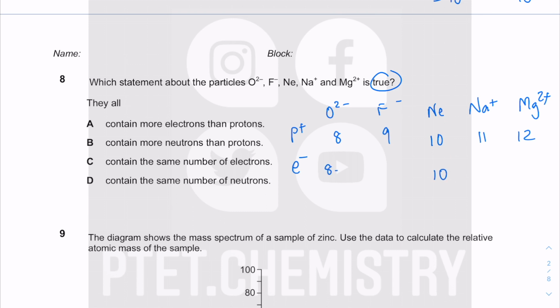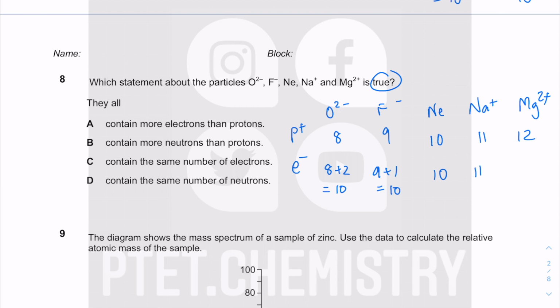So 8 plus 2 because you gain 2 electrons. 9 plus 1 because you gain 1 electron. That's why you have a minus 1 charge: 1 more electron than proton. Negative charge ions, or anions, form when you gain electrons. So 8 plus 2, and it is 2 minus because you have 2 extra electrons than protons.